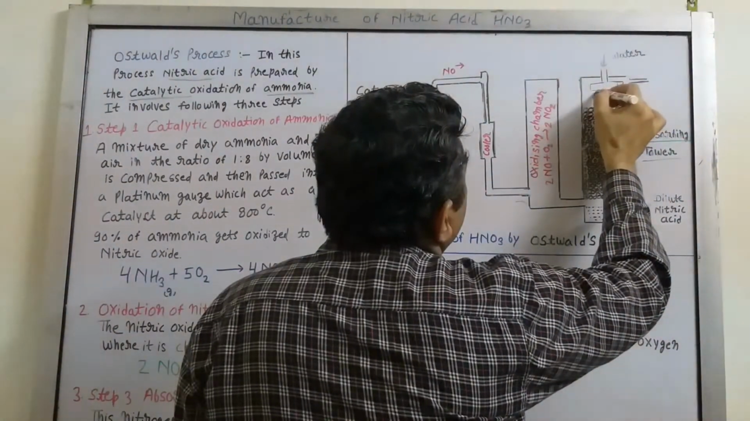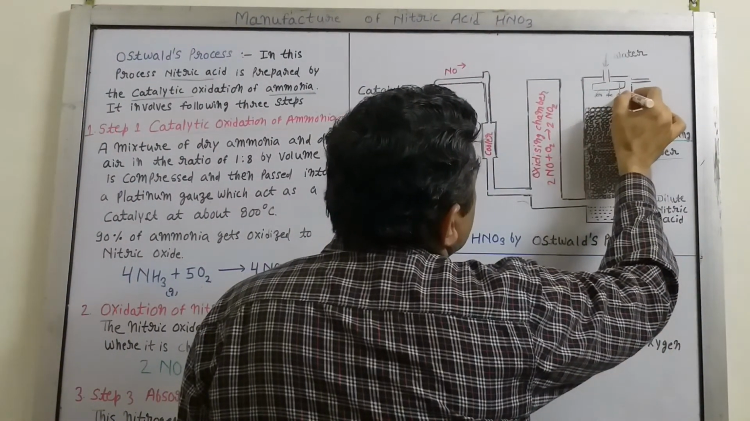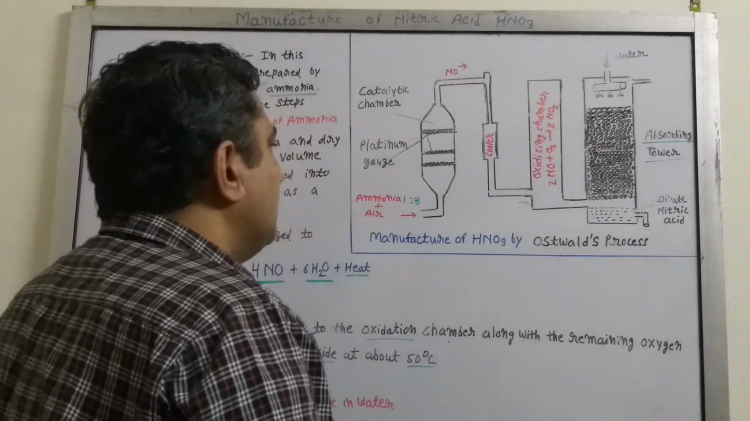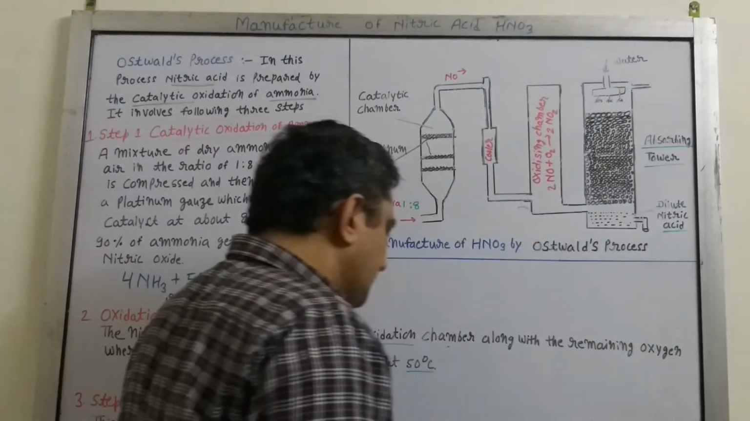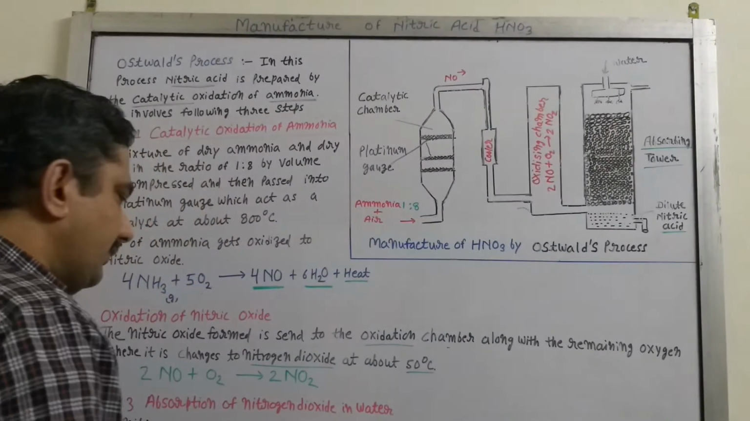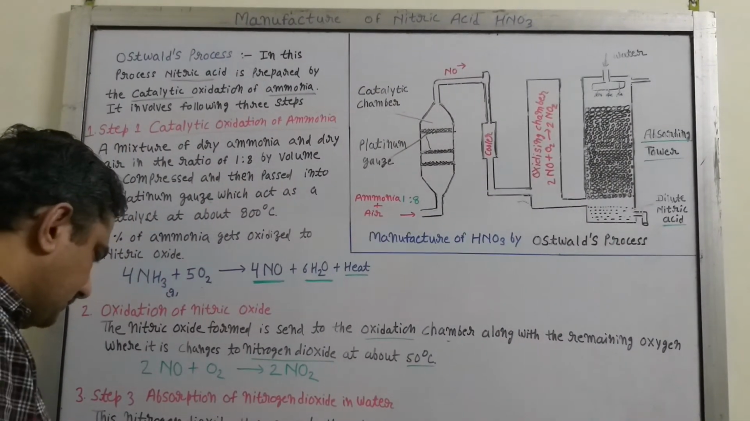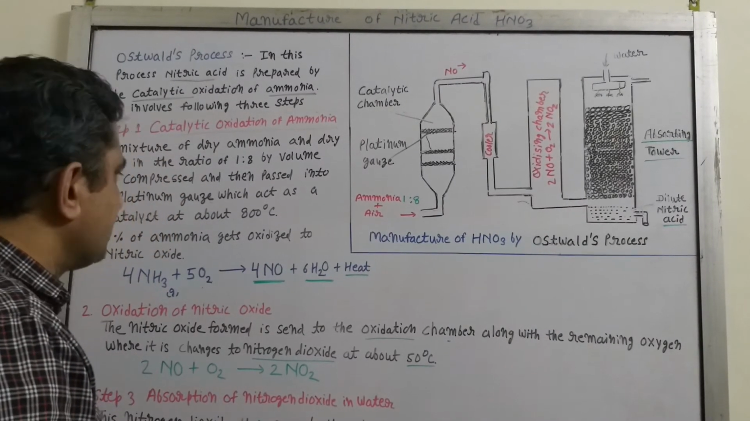The water trickles, reacts with nitrogen dioxide and forms nitric acid which is about 50% concentrated. On further distillation, we obtain 68% concentrated nitric acid.